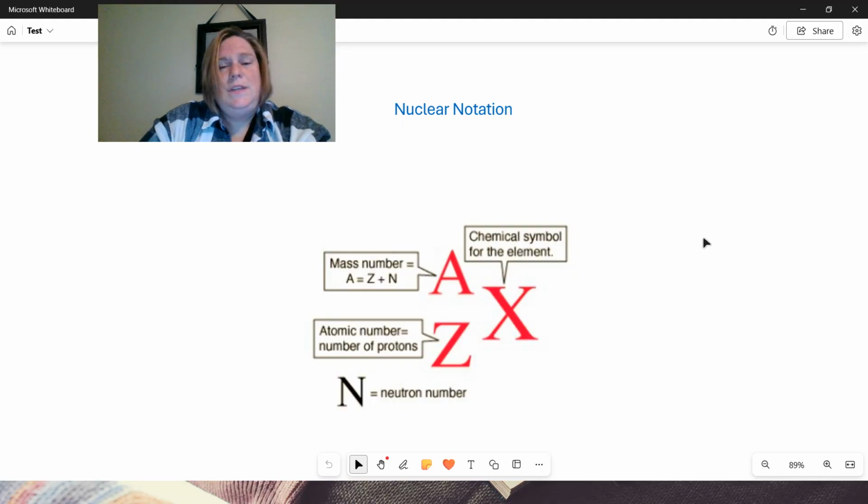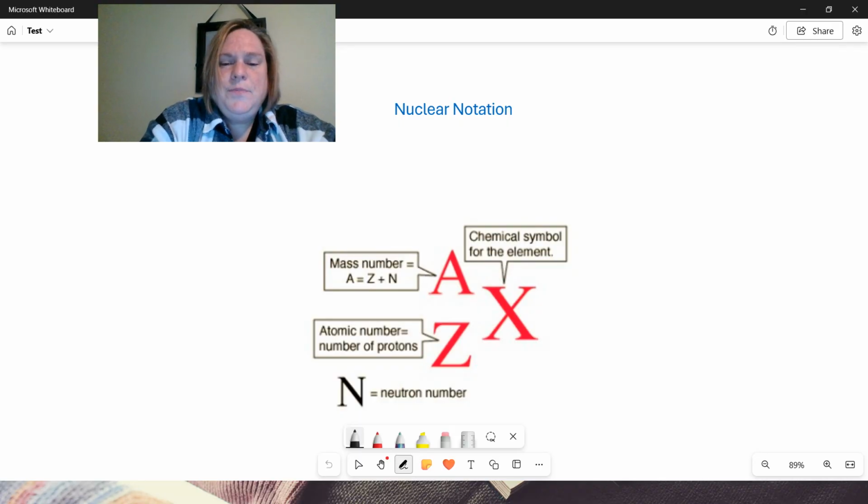On my screen, you will see a general format for nuclear notation. Let's just quickly go over the different parts. The large X represents the chemical symbol of the element, which you can find on the periodic table. The A represents a superscripted number, which is called the mass number. It will probably be given to you. That tells you the protons and neutrons in the atom.